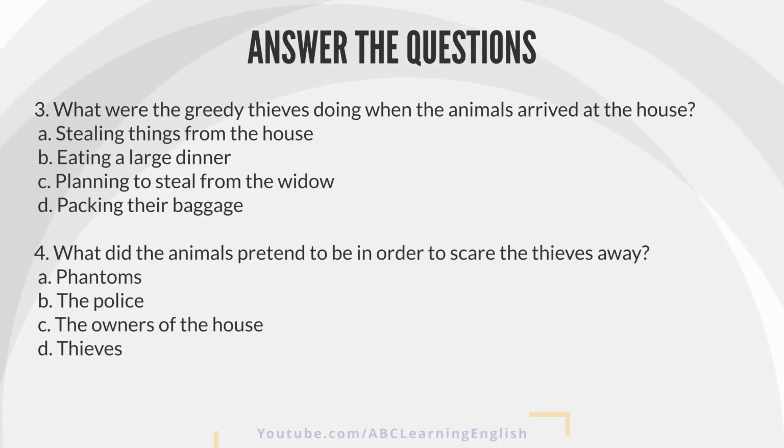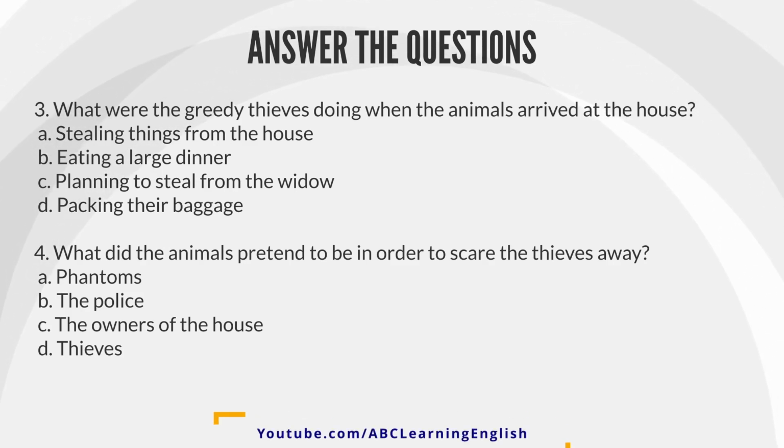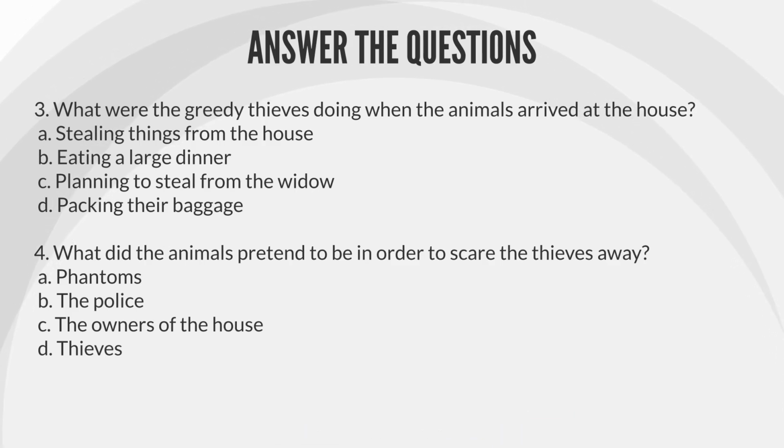3. What were the greedy thieves doing when the animals arrived at the house? A. Stealing things from the house. B. Eating a large dinner. C. Planning to steal from the widow. D. Packing their baggage.